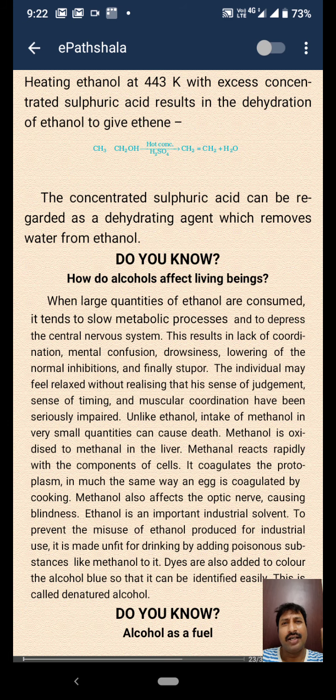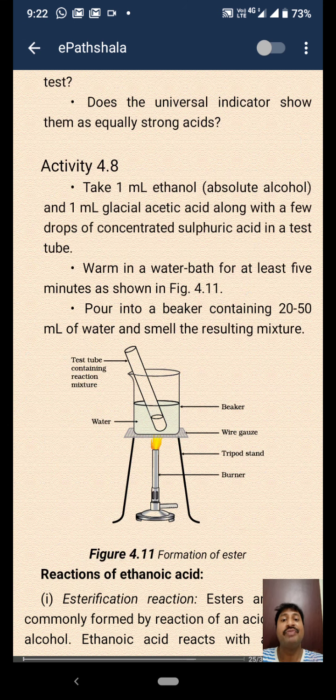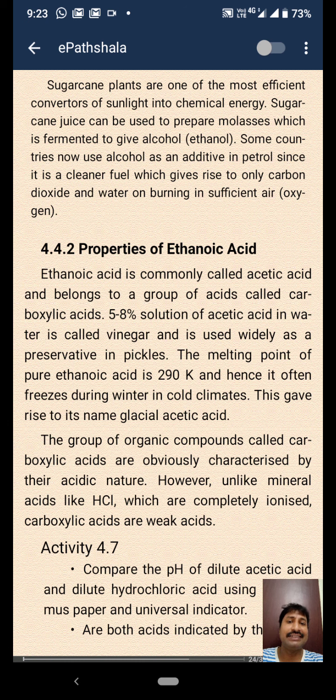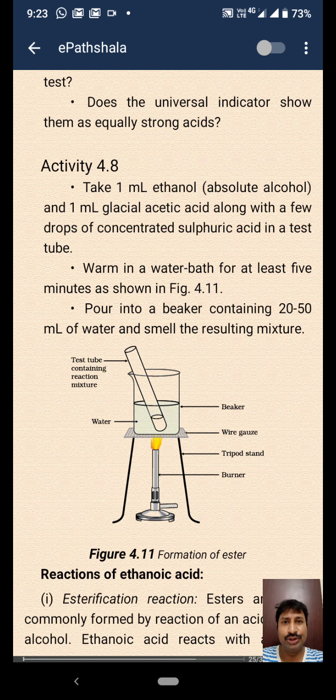And ethanol, when it is heated in the presence of concentrated acid, will form an unsaturated hydrocarbon, that is called ethene, plus water. Very important question, a very important reaction too. Properties of ethanoic acid. What are the properties of ethanoic acid? It freezes soon, so it is called glacial acetic acid too.